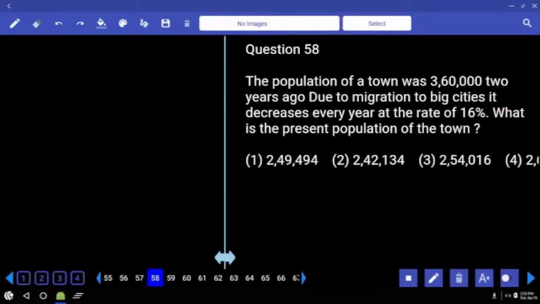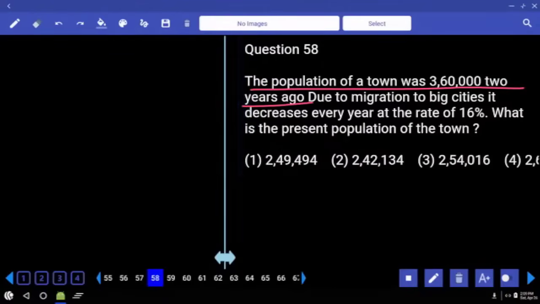The population of a town was 3,60,000 2 years ago. Due to migration to big cities, it decreases every year at the rate of 16%. What is the present population of the town? Okay, right. How many years back was it given? We were asked to calculate the present value, right? So we have the present population, let it be like this.